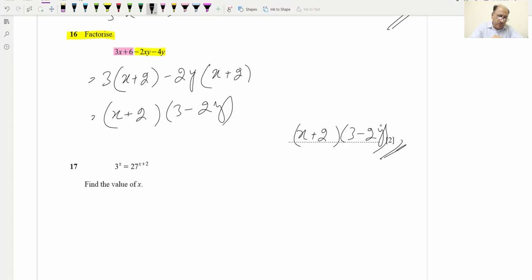Hopefully you understood this. Now question number 17, we have to solve this and find the value of x. So we can write this as 3 raised to the power x is equal to 27.